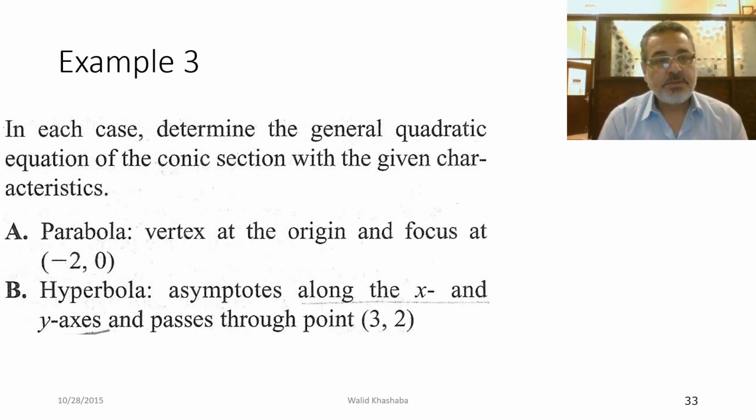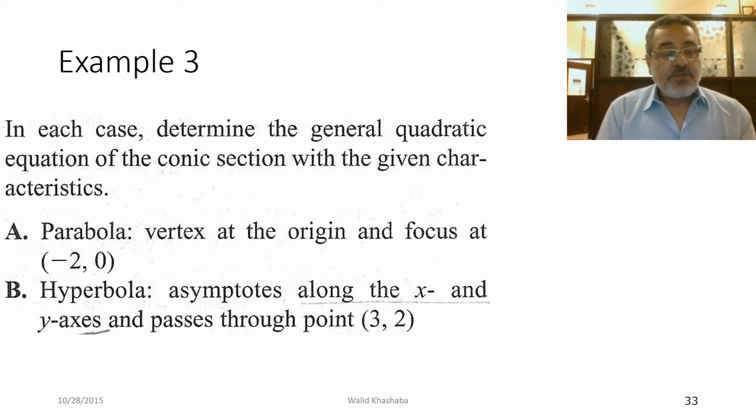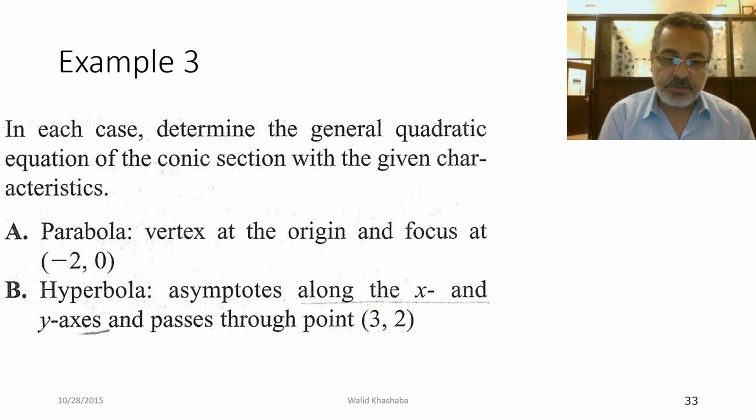Well, question 3, or example 3. In each case, determine the general quadratic equation of the conic section with the given characteristics. The first one is a parabola, vertex at the origin, and focus at negative 2 and 0. The second is for a hyperbola, asymptotes along the x-axis and y-axis, and passes through the point 3 and 2.